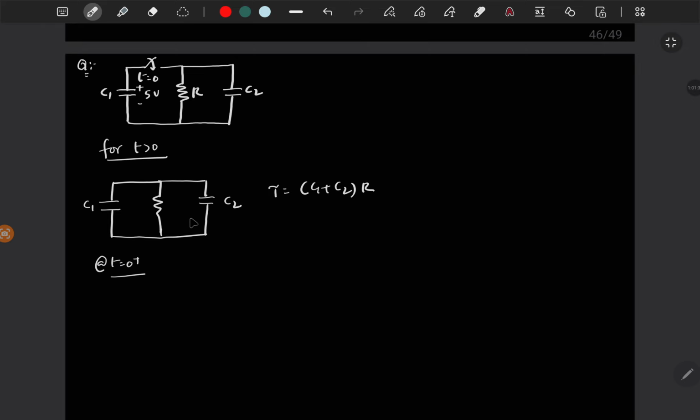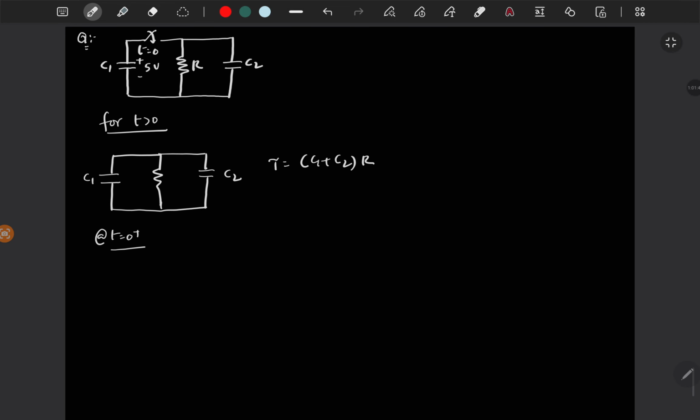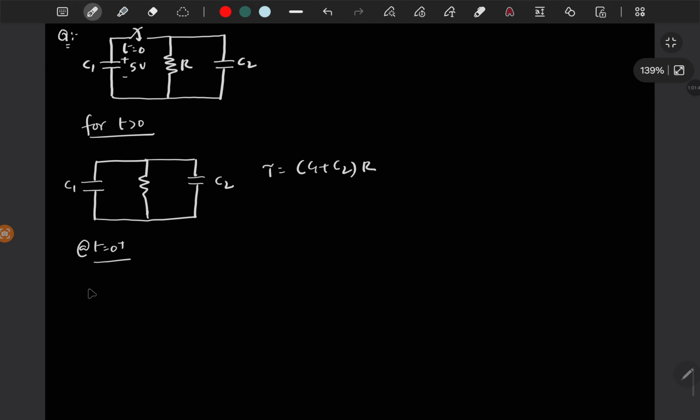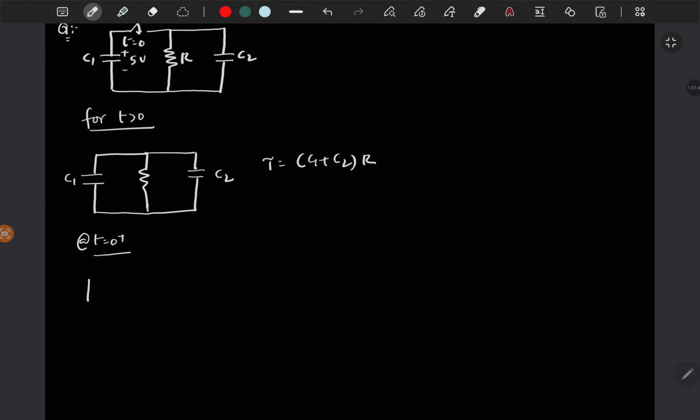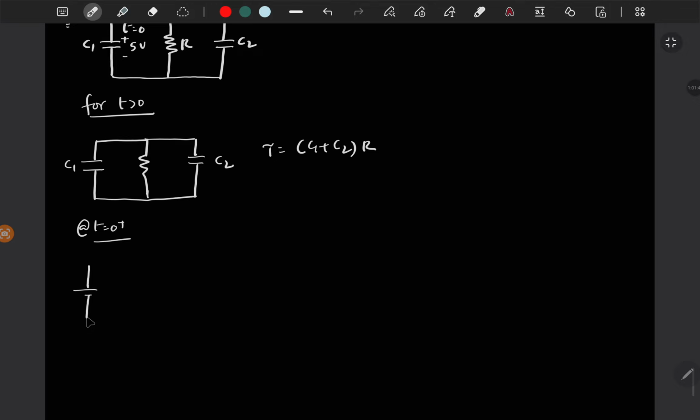This is finite and this is first order, so you will get some exponential behavior. If you find that t is equal to 0 plus, this should be represented with an initial voltage of 5 volt, and you have a resistor, and this is 0. The time constant is finite, and this is first order. You will get exponential behavior.